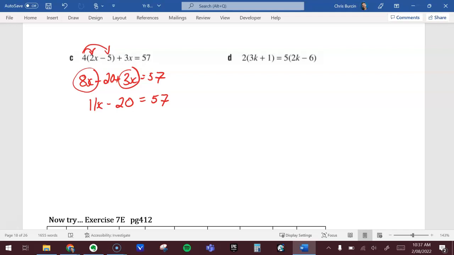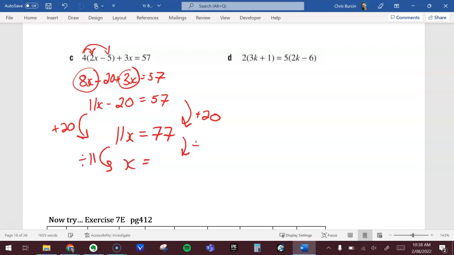So then what am I going to do? I'm going to get rid of that 20 by adding that 20 to both sides. If I've got minus 20 and I add 20, I get rid of that 20, and I'm stuck with 11x equals, adding 20 gives me 77. Oh, well, that's obvious, isn't it? Oh, that worked out. Divide that by 11 gives me x, and divide that by 11, and I get 7.